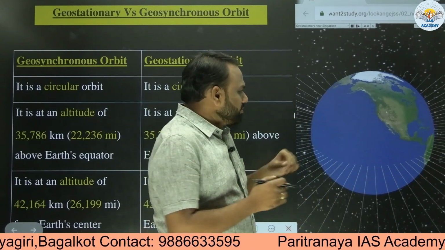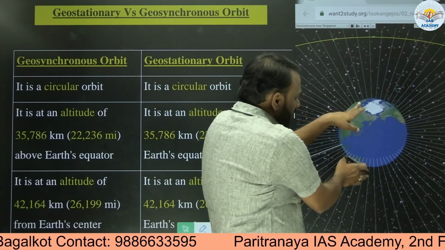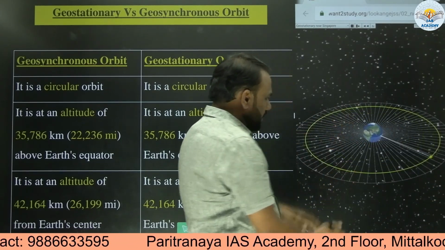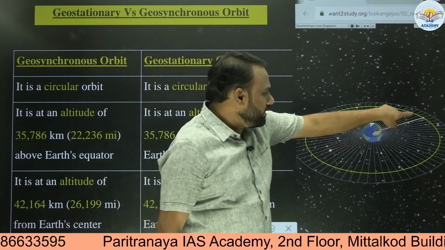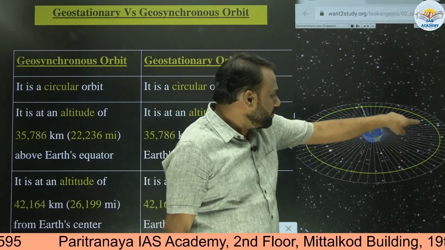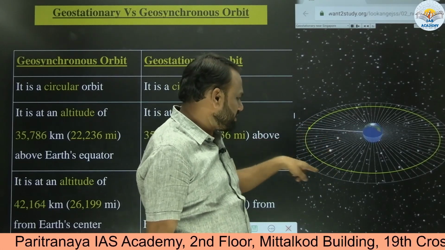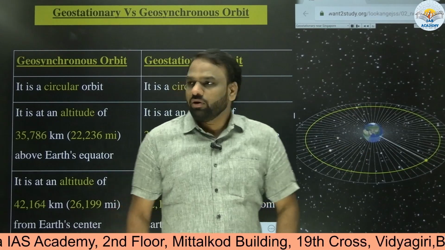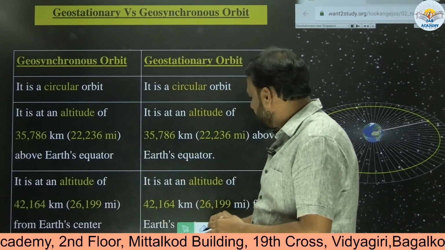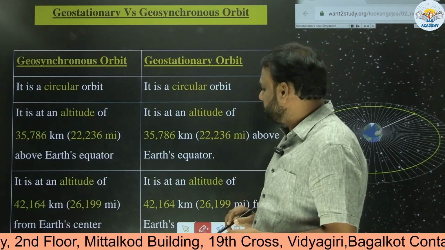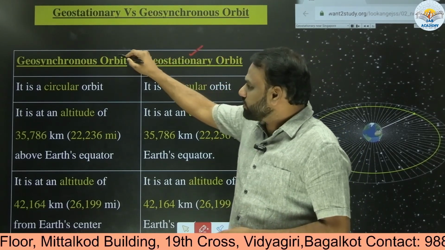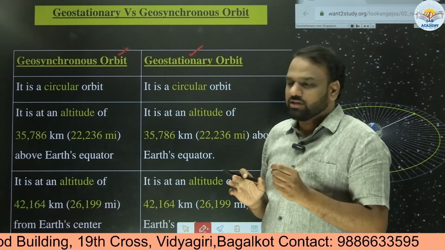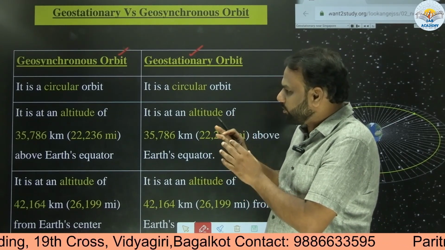This is our Earth. If you look here, a satellite is moving around the Earth. This is called an orbit. This is called an orbit. So today we shall study such orbits, that is geosynchronous orbit and geostationary orbit. Most of the features of geosynchronous orbit and geostationary orbit are the same with a few changes. We shall discuss those changes in the last.